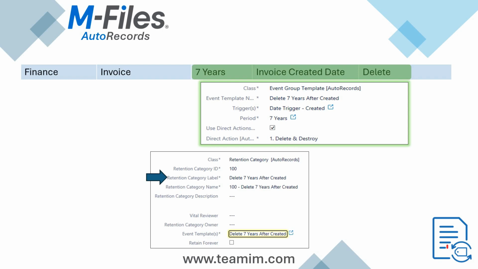But for the sake of this introductory video, let's assume a single event template is used and our name reflects that. The retention category name gets automatically set by M-Files. It's a combination of the ID and the label.